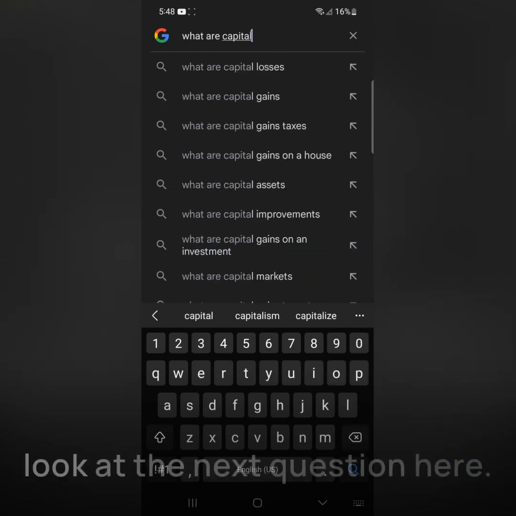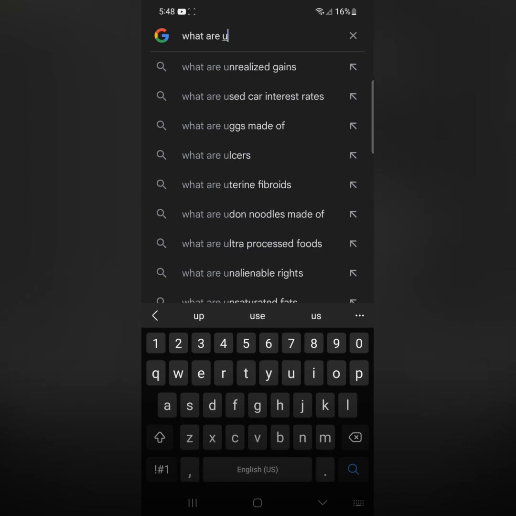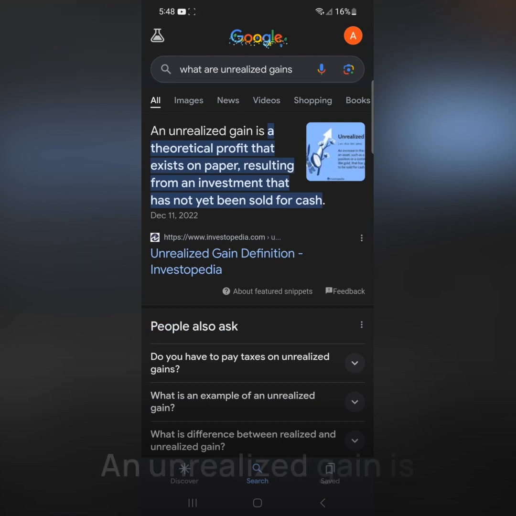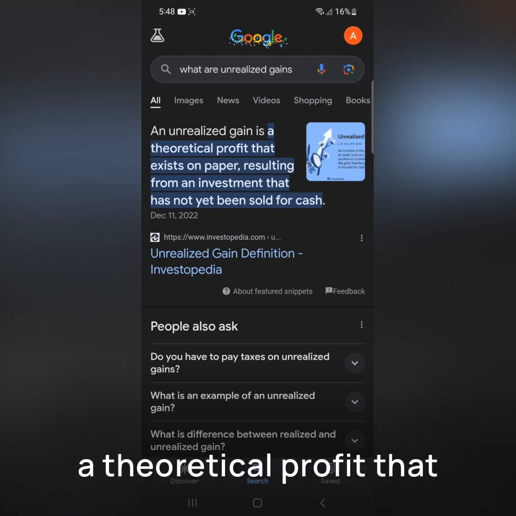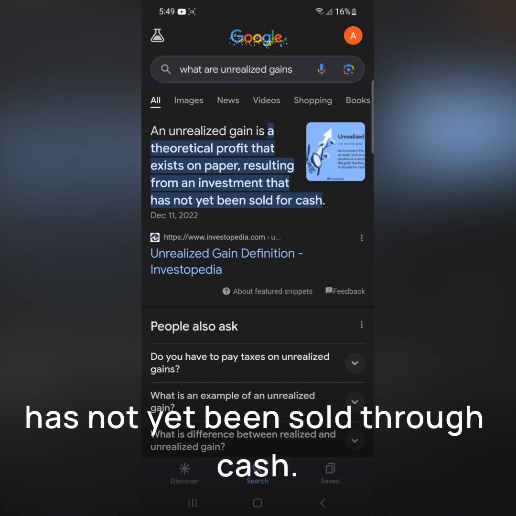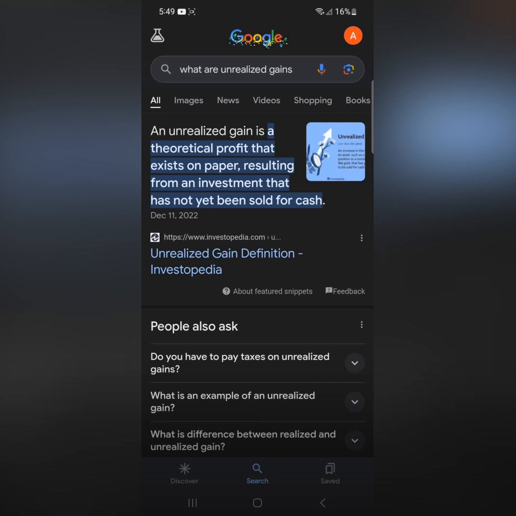And we're going to look at the next question here. What are unrealized gains? An unrealized gain is a theoretical profit that exists on paper, resulting from an investment that has not yet been sold for cash. So, what would an unrealized gain be?